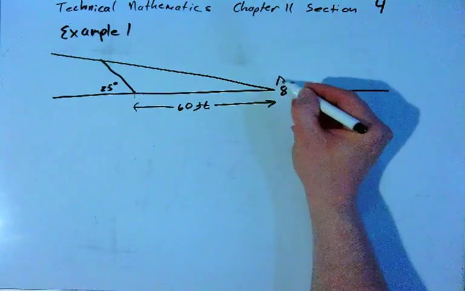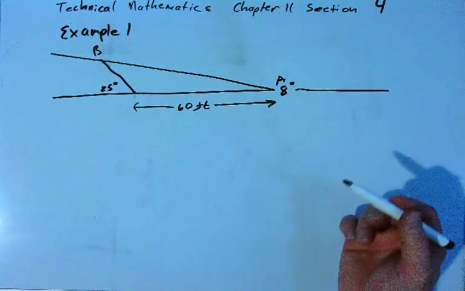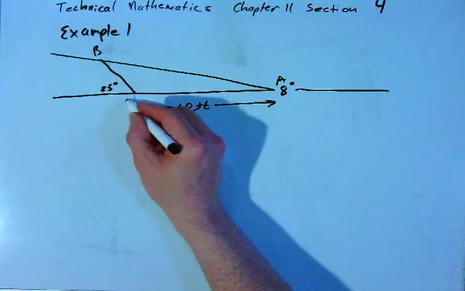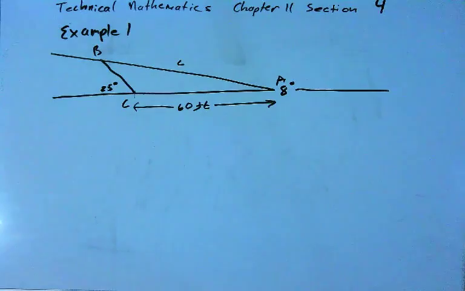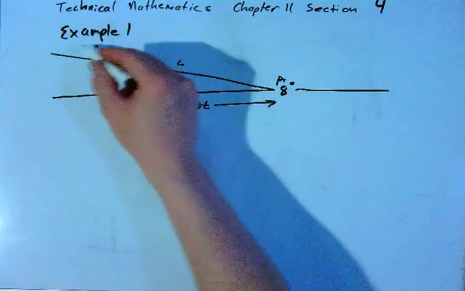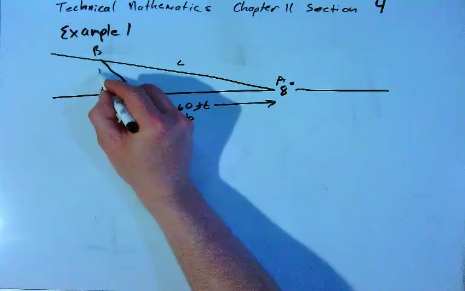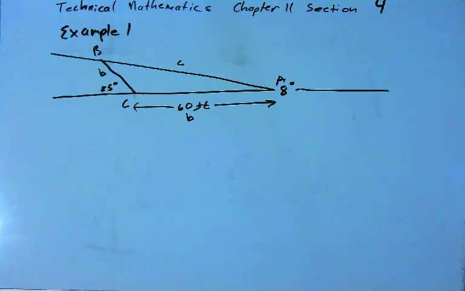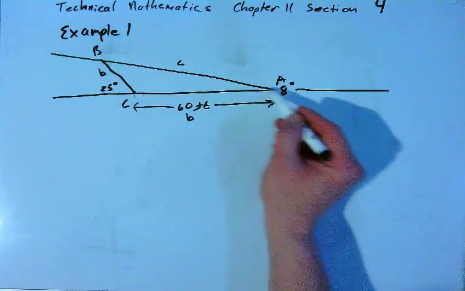And so let's call this angle A. Let's call this angle B. It doesn't matter really what we call them. And we'll call this angle C. The side opposite here is side C. And the side opposite of angle B is side B, and the side opposite of angle A is side A. And so we're trying to solve this triangle.